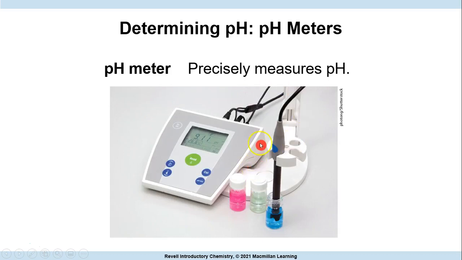Another way, which is the most accurate way of determining the pH, is with the use of pH meters. A pH meter precisely measures the pH.